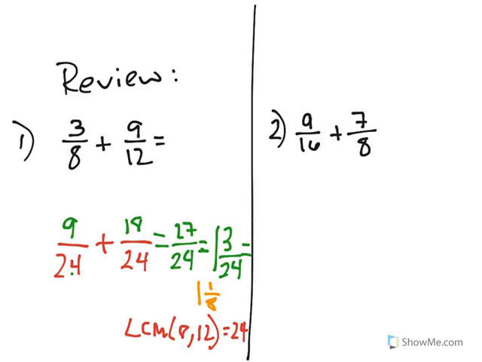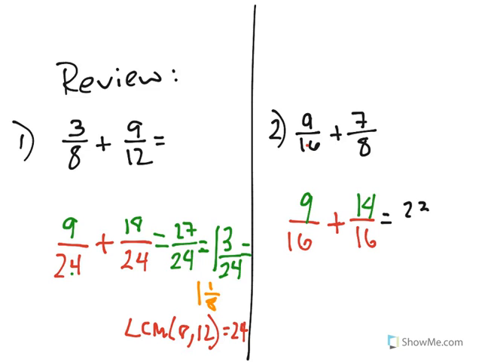All right, number 2, we have 9/16 plus 7/8. We'll start out the same way. We'll find the least common multiple for 16 and 8, and that is 16. To go from 16 to 16 using multiplication, we have to multiply by 1, so we'll multiply 9 by 1, and we'll get 9. To go from 8 to 16 using multiplication, we have to multiply by 2, so we have to multiply 7 by 2, and we have 14.